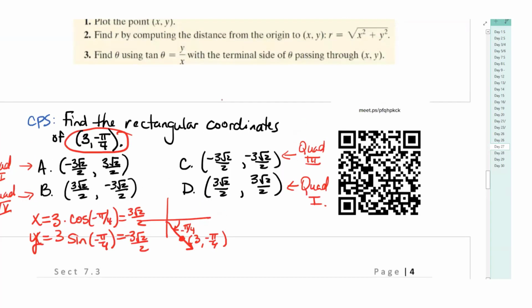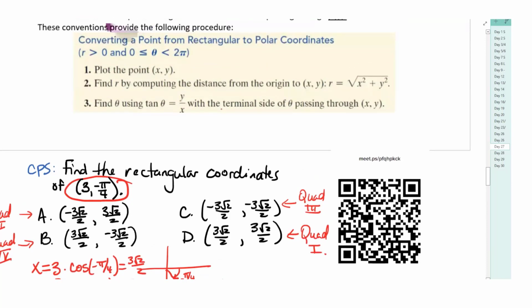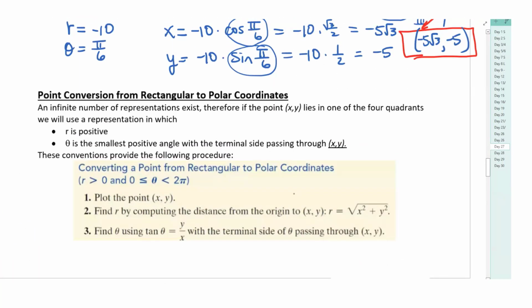All right, now let's practice going the other direction. What I mean is, if we're given rectangular coordinates, find a point in the form (r, theta). And that's what we're going to do in the next video.